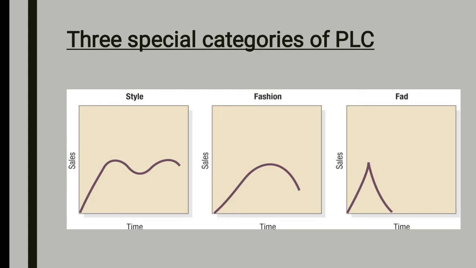There are three special categories of the product life cycle. They are style, fashion and fad. This graph shows the first graph is style, the second graph is fashion, and the third graph is fad. They vary according to sales and time, extension and decline. Let's see each individually.